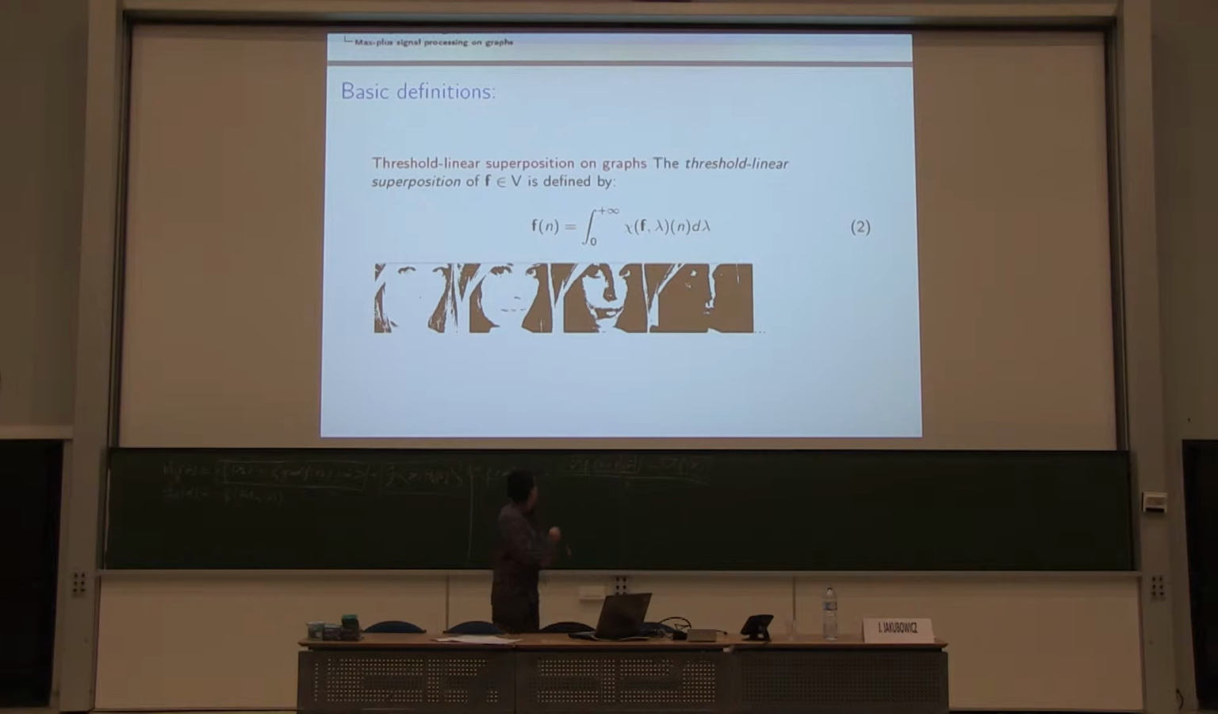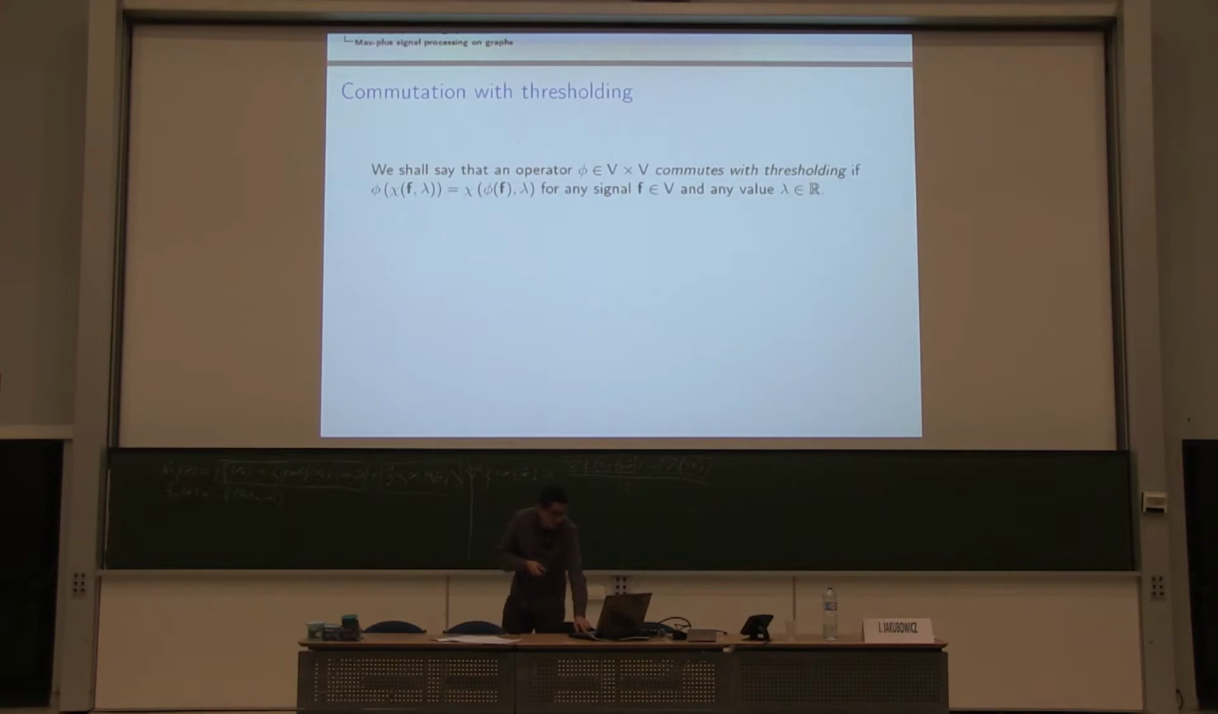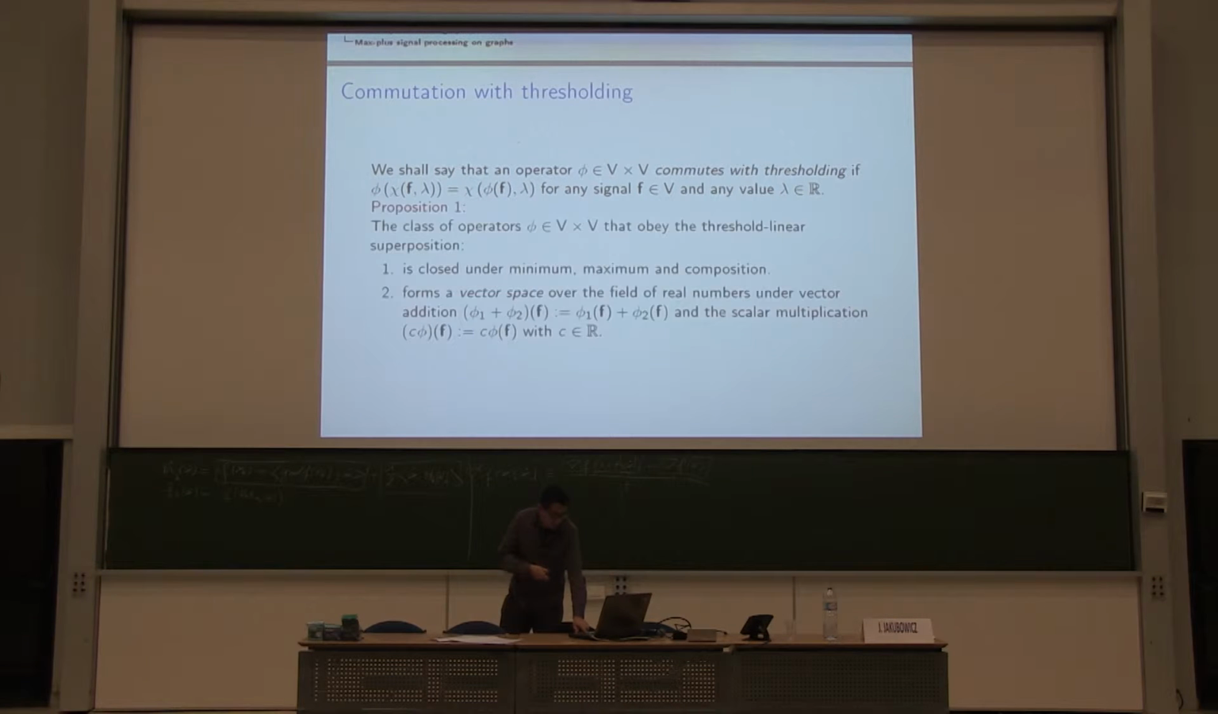One important thing is that we have a threshold linear superposition, which is classical as well. We can recover the original signal on the graph by integrating the upper level sets. That is simple. So the first proposition in the paper is that the operators that commute with the thresholding follow these properties. The first one is that this class of operators is closed under minimum, maximum, and composition. It forms a vector space.